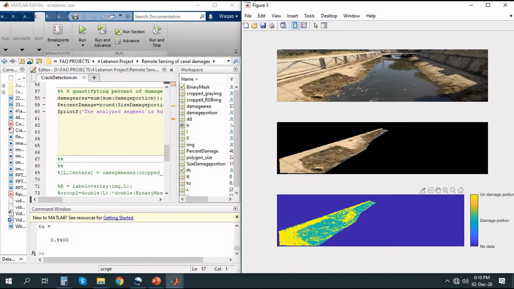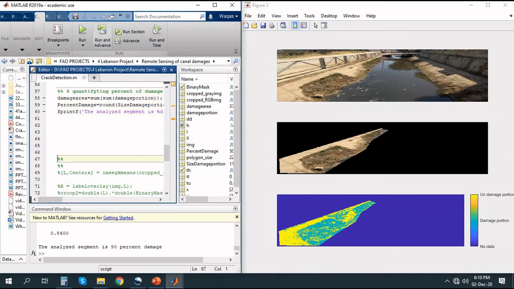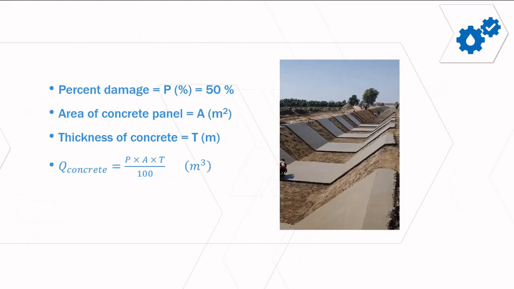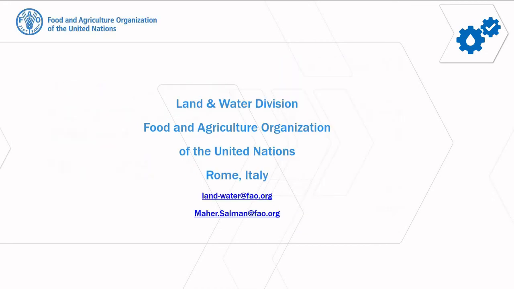To quantify the amount of damage, we will run the final segment of the analysis, which calculates the damaged portion as a percentage of the total size of the concrete segment by counting the number of pixels in each class. In this case, it shows that about 50% of the analyzed segment is damaged. Now, if we know the dimensions of the concrete segment that we selected as a polygon during the analysis, we can easily quantify the amount of concrete that will be required to rehabilitate the damage.